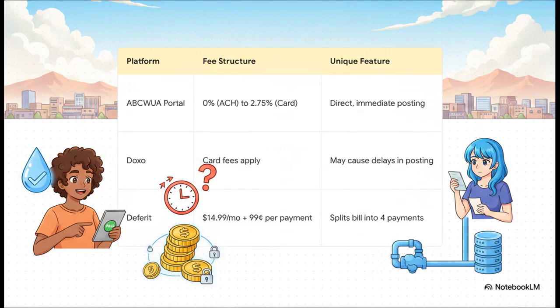Deferit charges a $14.99 monthly membership, plus a 99-cent processing fee every single time. Doxo, on the other hand, is totally unaffiliated and might actually cause latency in your payment posting. We're talking delays well beyond the typical 24 to 48-hour municipal standard. Bottom line, if you want immediate, guaranteed posting without random subscription fees, just stick to the official ABCWA portal.